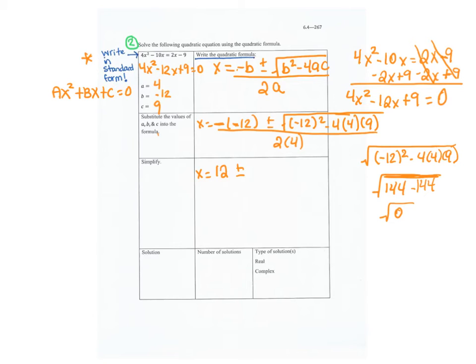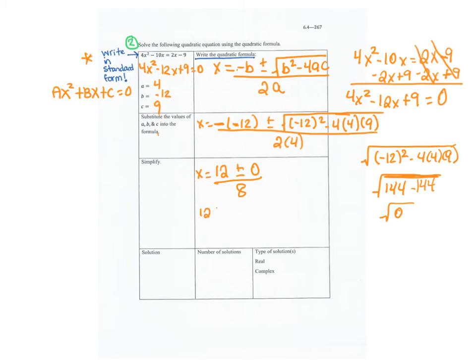You could pause the video for a minute if you wanted to, and pick up your phone or your calculator and try that out. Remember, the Desmos app will help you out as far as that goes. So you can see if you can take the square root of 0, which would be 0. So now I have x equals 12 plus or minus 0 divided by 8.